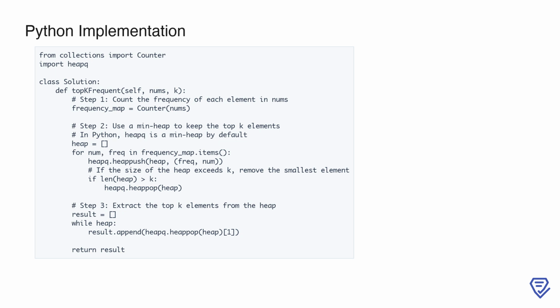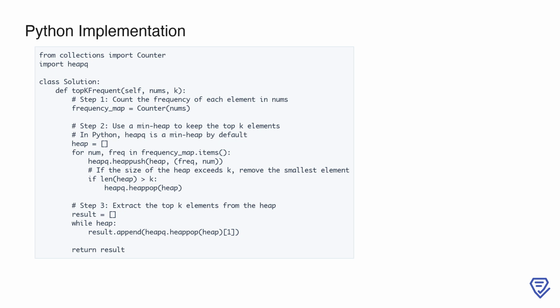3. Step 2. We define an empty list called heap. This will serve as a min heap to store the top k elements as tuples of (frequency, element). Using the heapq module, we push each (frequency, element) pair into the heap. If the heap size exceeds k, we remove the smallest, least frequent element using heapq.heappop. This ensures the heap always contains only the top k most frequent elements.